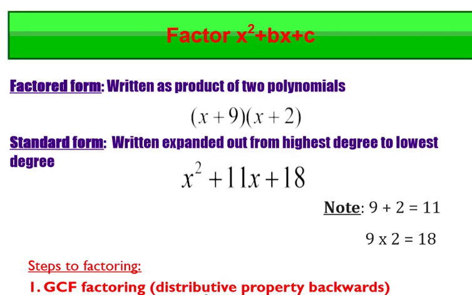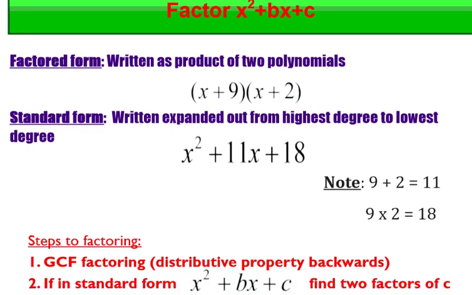Our goal is to write in what's called factored form. Factored form is when we write a quadratic as a product of two polynomials. We're going to be looking specifically at quadratics in this unit. So an example would be x plus 9 times x plus 2. Those are the factors, so we would say that this one is written in factored form. Standard form is when it's written all multiplied out: x squared plus 11x plus 18. These two are actually the exact same equation. One is written in factored form, one is written in standard form.